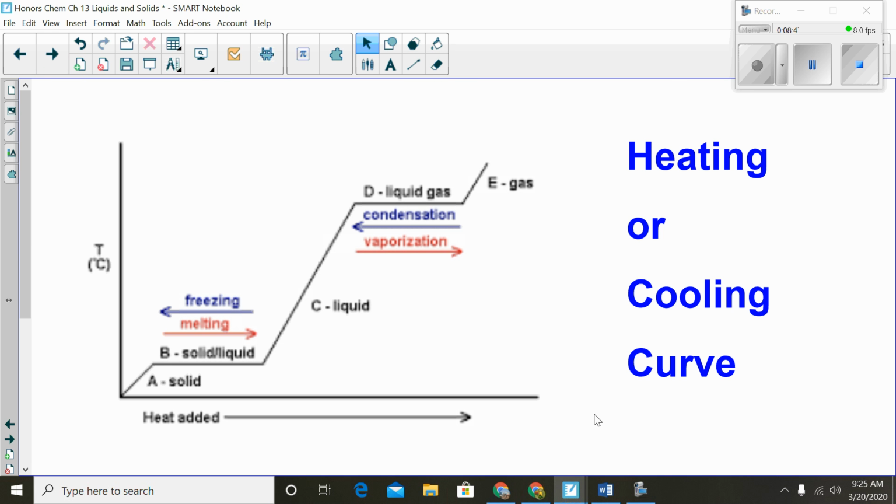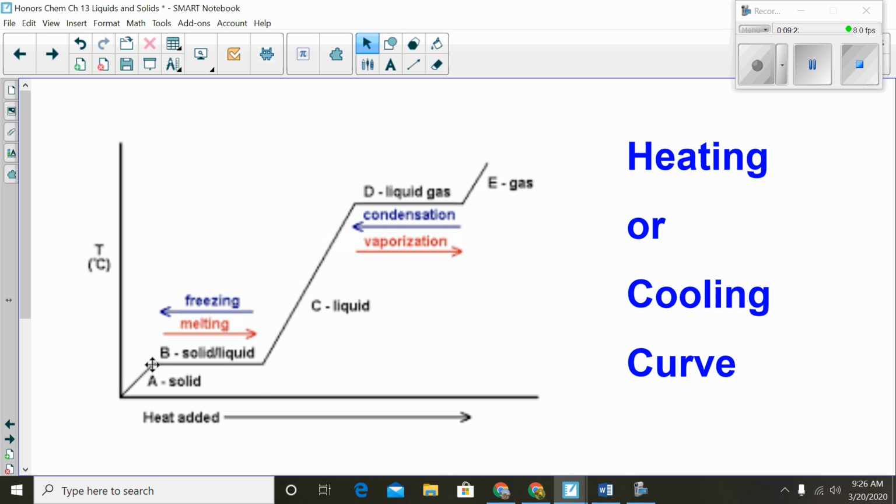What you're looking at is called a heating or a cooling curve. It's a little bit easier than those phase diagrams that we were working with. On the left, you have temperature in Celsius, and on the bottom, you have heat being added. That's why these lines are going up. This is called a heating curve. If you started at the top and worked your way down, that would be a cooling curve. Now, the order of the phases does not change: solid, liquid, gas, same as the phase diagram.